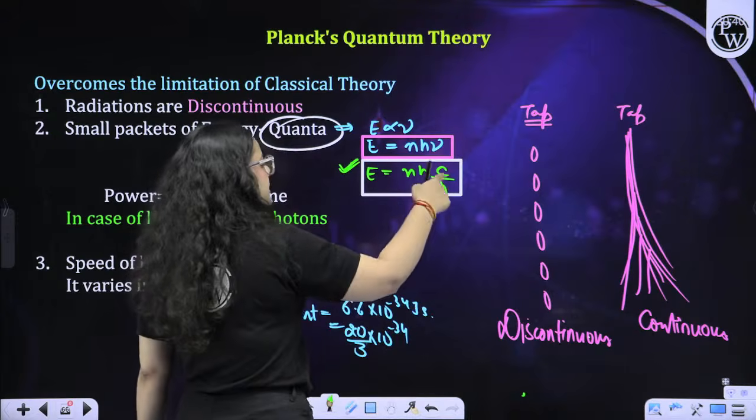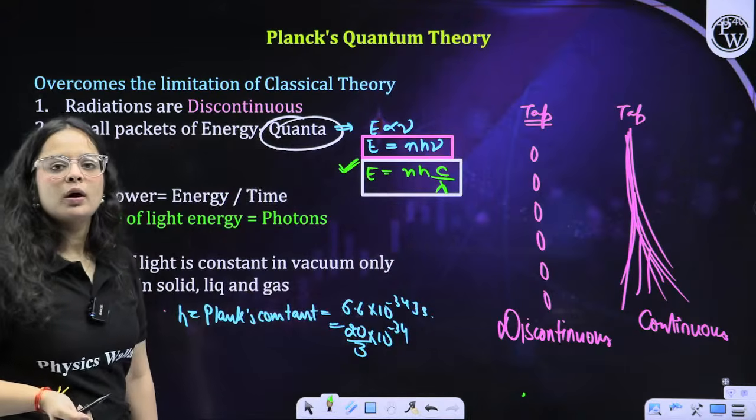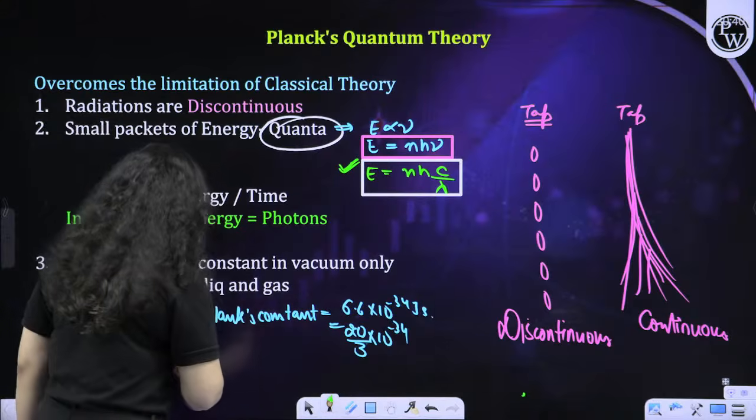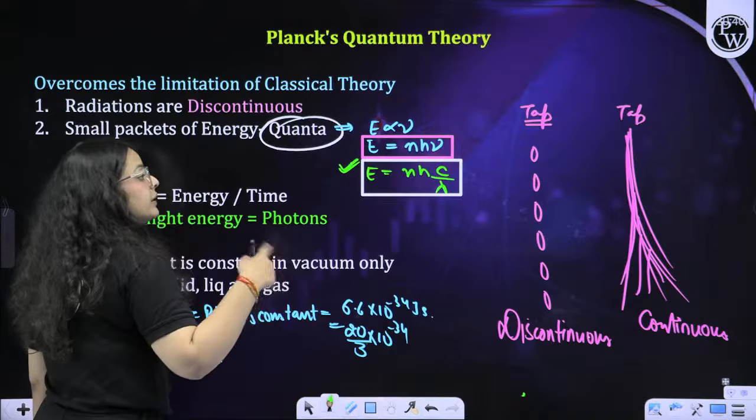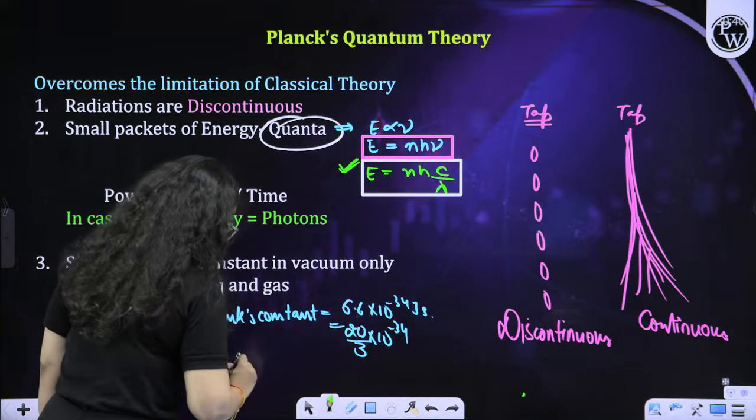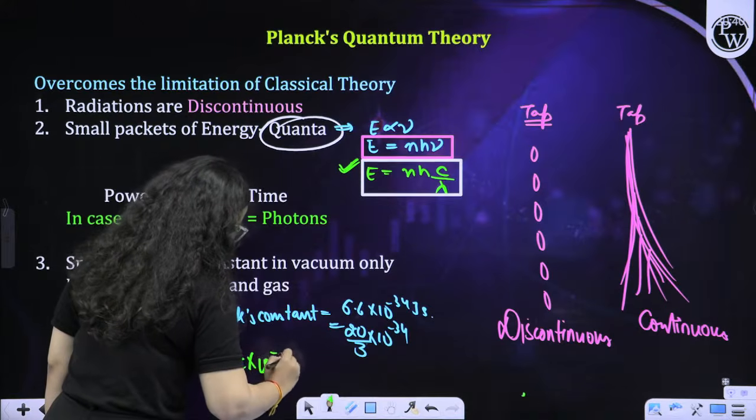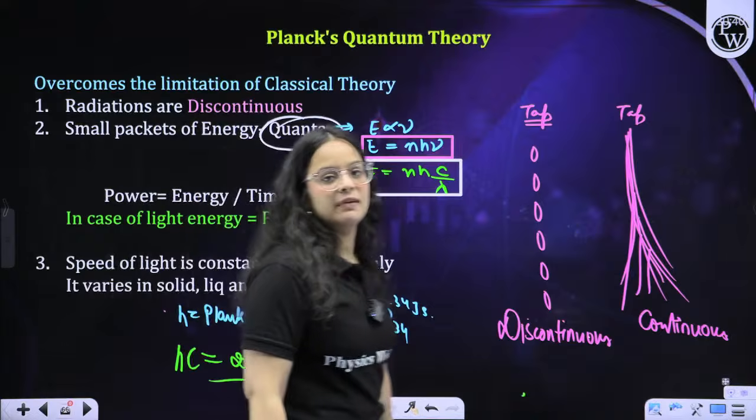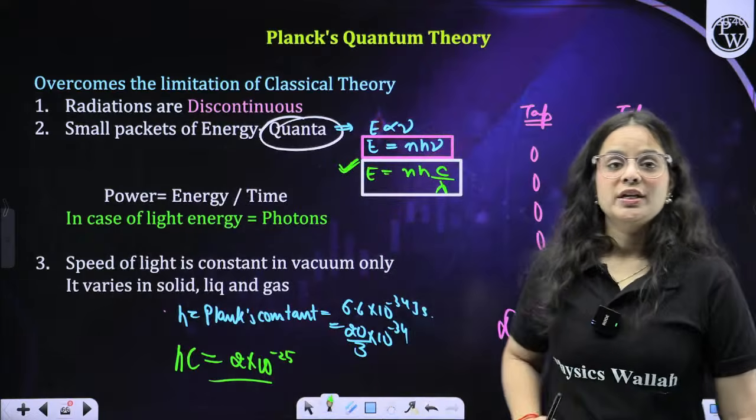H is a constant, C is a constant, both are constant. C is what? Speed of light in vacuum, 3 into 10 raised to the power 8. So if you put directly, HC can be calculated directly. You can write in place of HC, we can say, 2 into 10 raised to the power minus 25. Directly in place of HC you can simply write this as well, so as to ease up your questions.